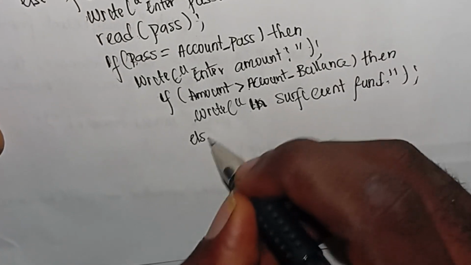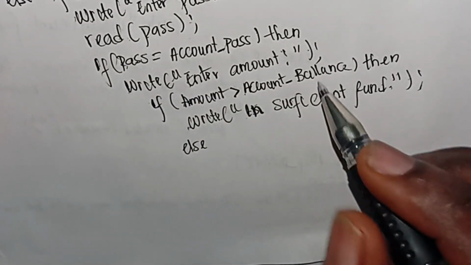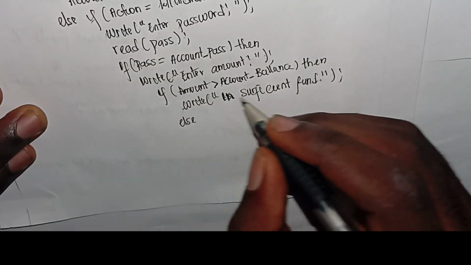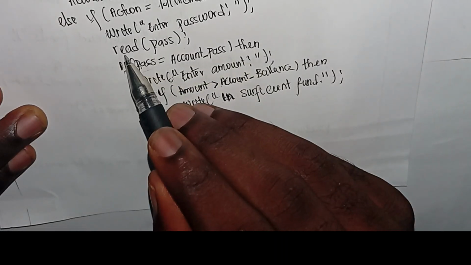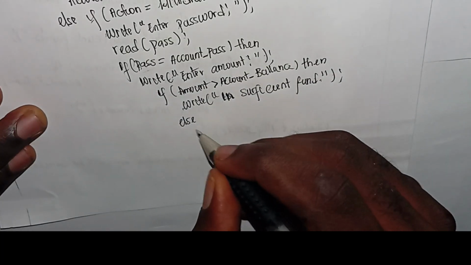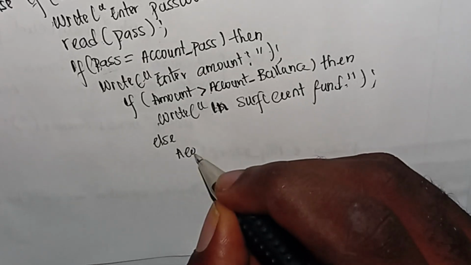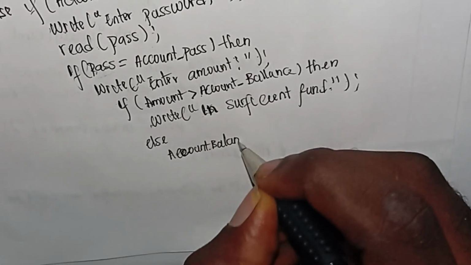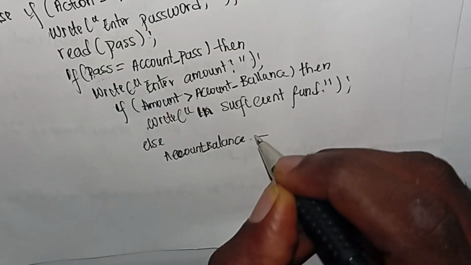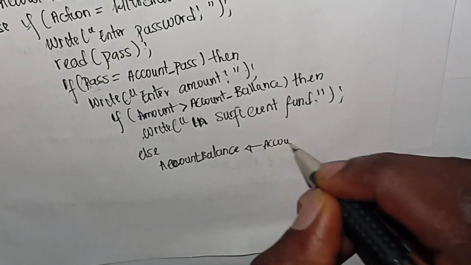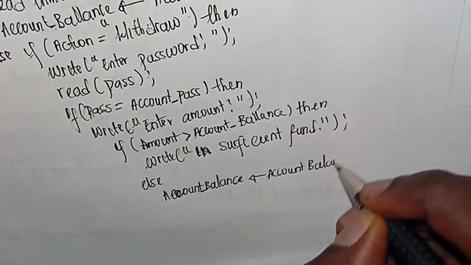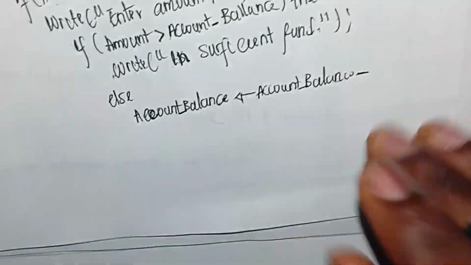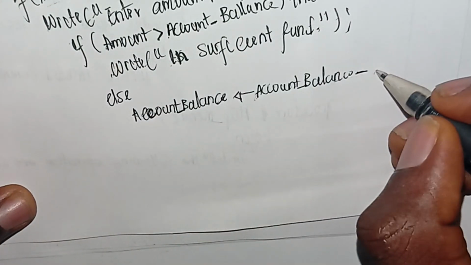Else simply means the inverse, like the amount is less than or equal to account balance. We want to modify account balance because the person has authenticated himself using his password. So we want to modify account balance. Don't forget the underscore. We set it to be equal to account balance minus amount.